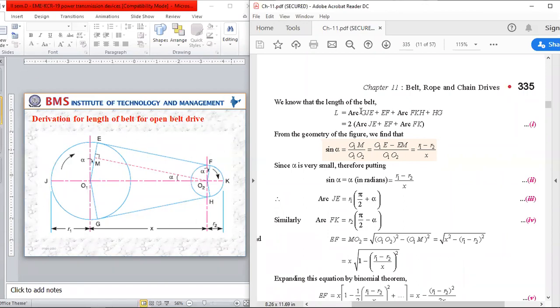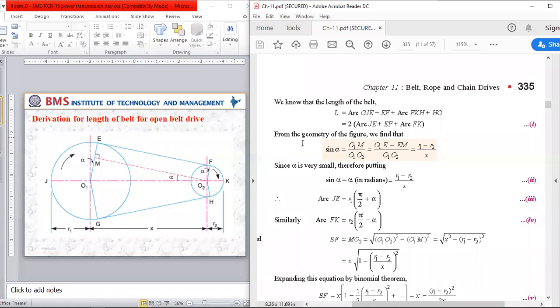If I take the split of these two arc lengths, and as EF is equal to HG, I can convert it into 2 times arc JE plus EF plus arc FK. So I need to find the EF length, the arc JE length, and the arc FK length. By using trigonometry and the binomial theorem, we can find all of these.